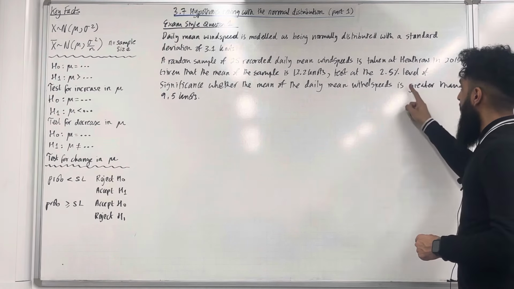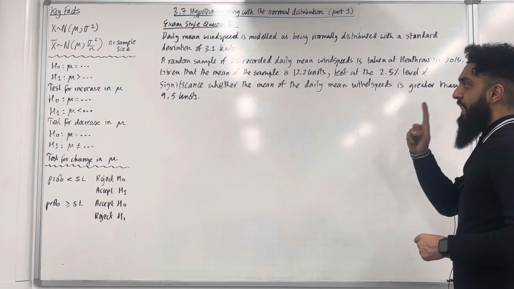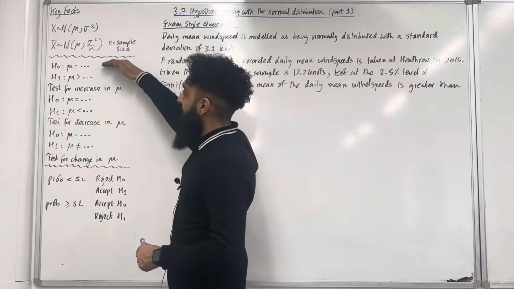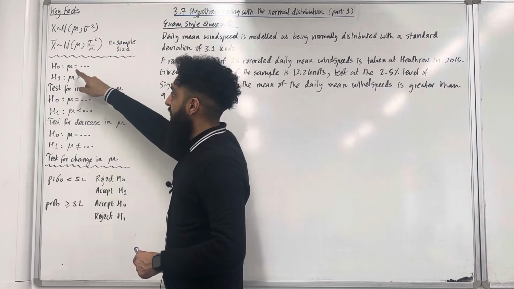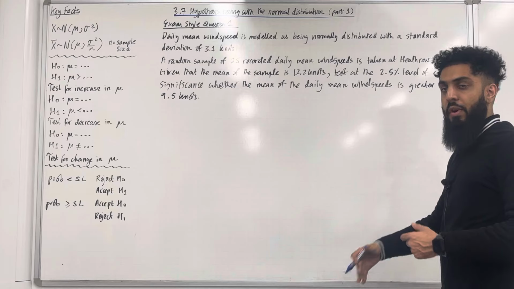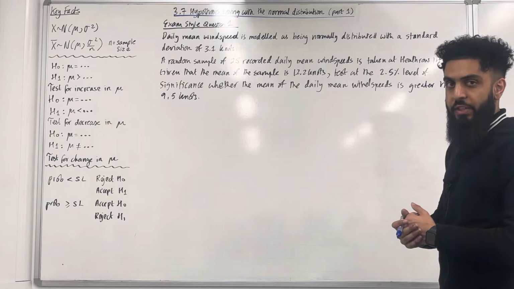The word greater is used. This indicates a one-tailed test. We're testing for an increase in the mean mu. So this is the hypothesis that we follow. In H1, we must have mu is greater than. Right, so before I start my solution, I'm going to take out all the key facts from the question.